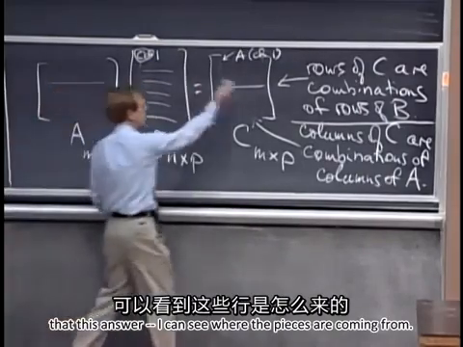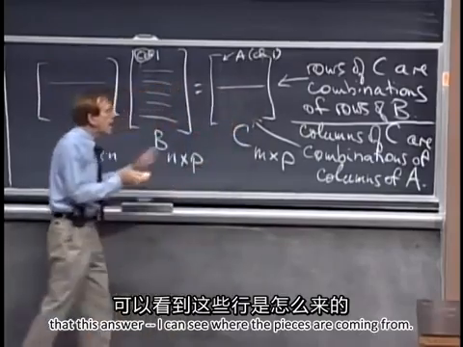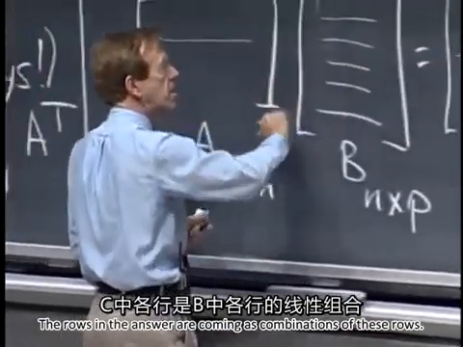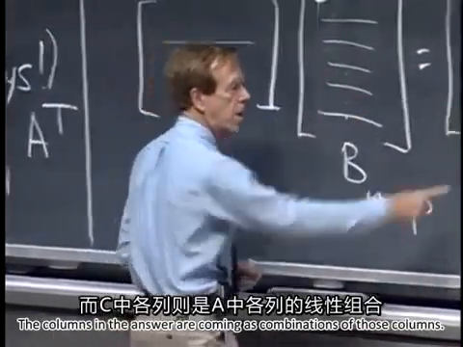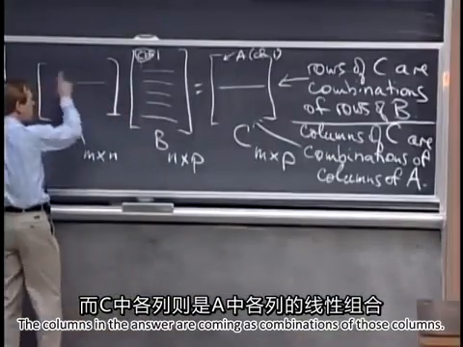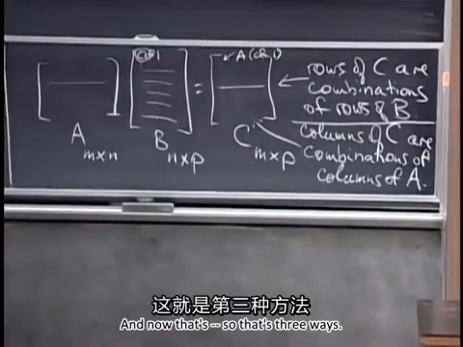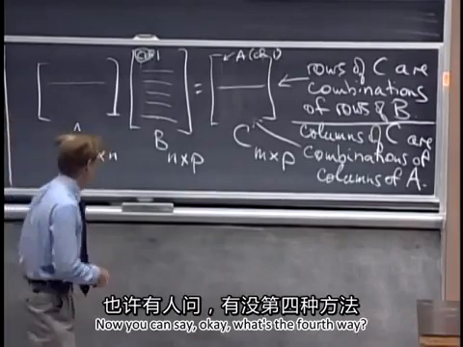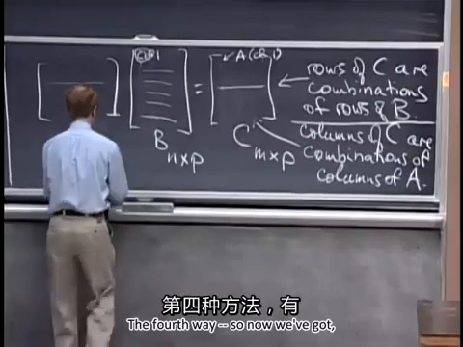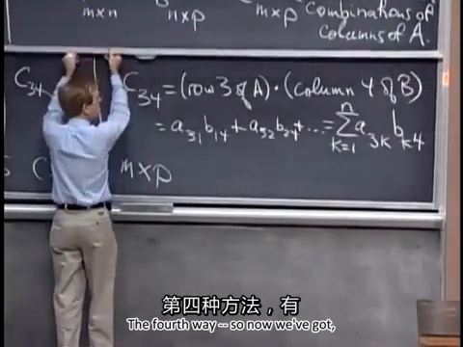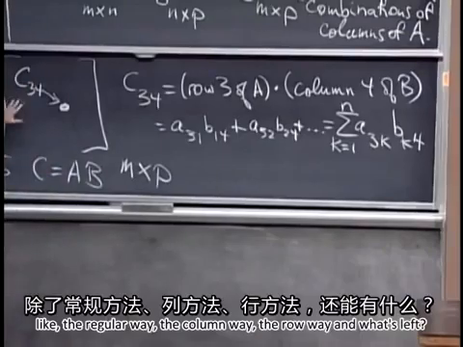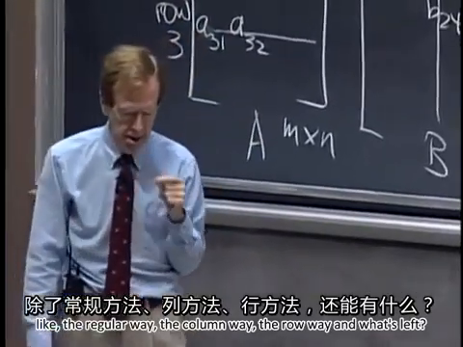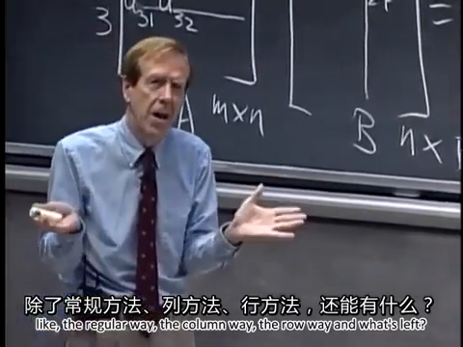That this answer, I can see where the pieces are coming from. The rows in the answer are coming as combinations of these rows. The columns in the answer are coming as combinations of those columns. And so that's three ways. Now you can say, okay, what's the fourth way? So now we've got the regular way, the column way, the row way, and what's left?